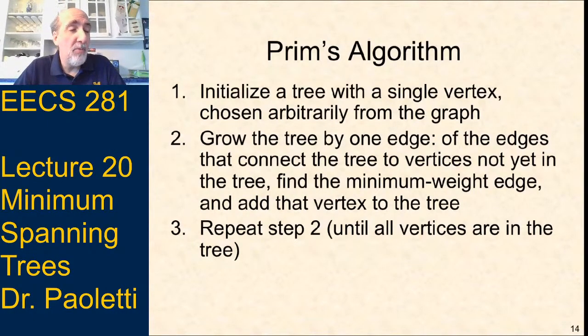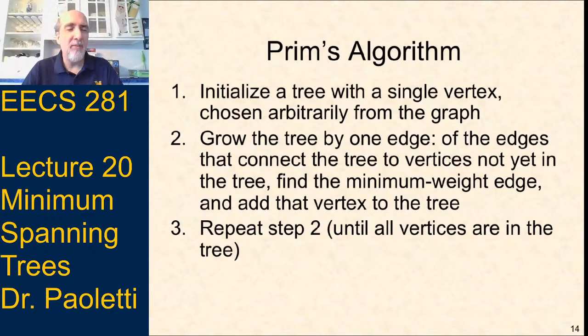Because I don't know how many there will be when I write the code, I can't say, ooh, pick the 18th one. Well, maybe there's only 12. So let's just pick the first one. So we pick one arbitrarily, and then it says we grow the tree by one edge. We say of all the edges that connect the tree to vertices not yet in the tree, find the minimum weight edge and add that vertex to the tree.